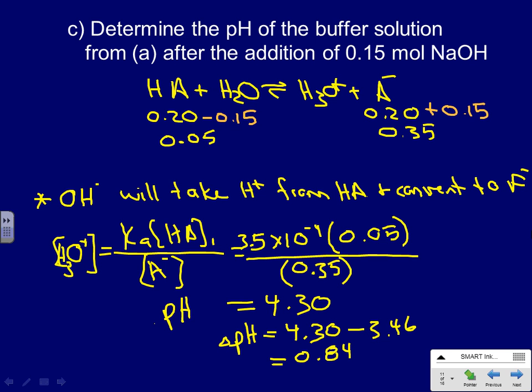So it went up a little more than it went down the last time, but we added a little more base. But again, if I were to do a pH change of a strong base, it would be the same thing. We'd be going from 7, actually we'd be going less to 1 with 0.15. A huge pH change. Here it's been buffered.